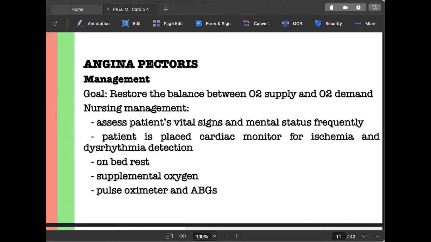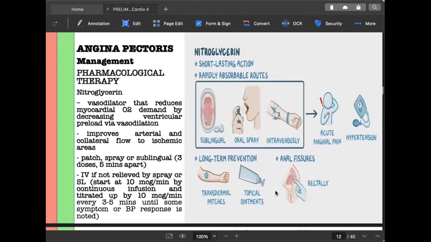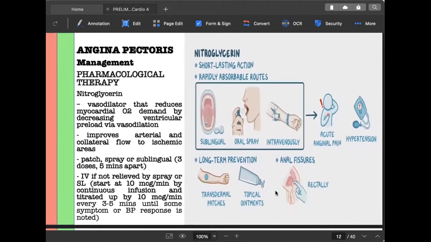It's because you'll never know when your angina will attack. Supplemental oxygen: there should always be an O2 kit and inhalation paraphernalia beside the patient. Pulse oximeter, in order for us to check the oxygen saturation of our client, and of course ABG. Okay, now let's move on to the next one, which is your management in terms of your pharmacological therapy.